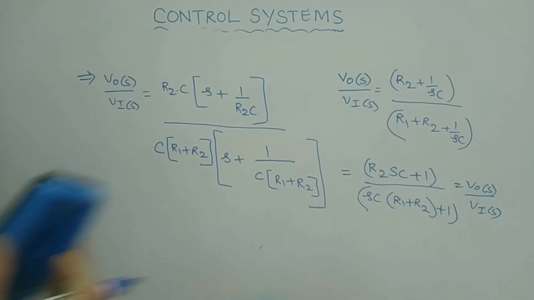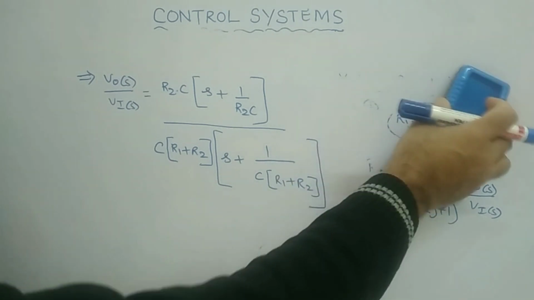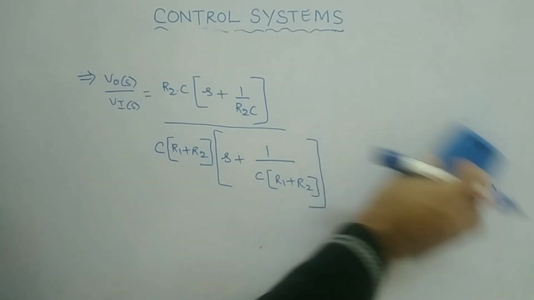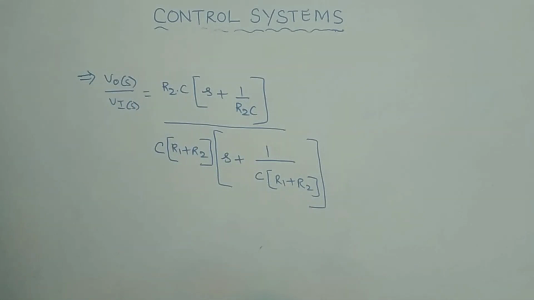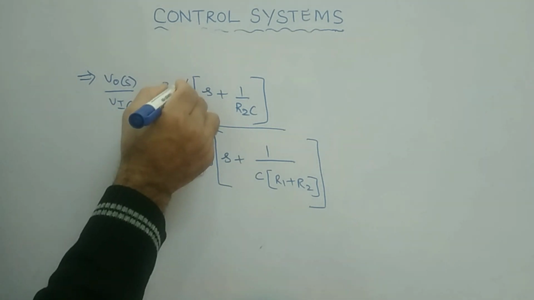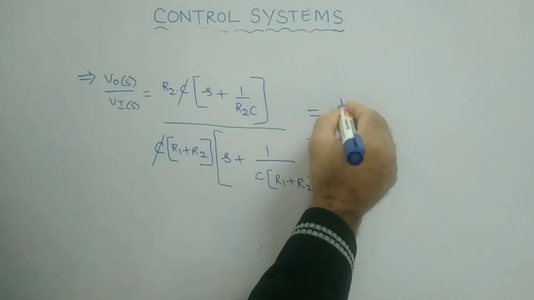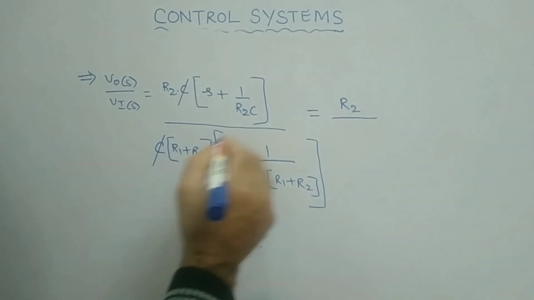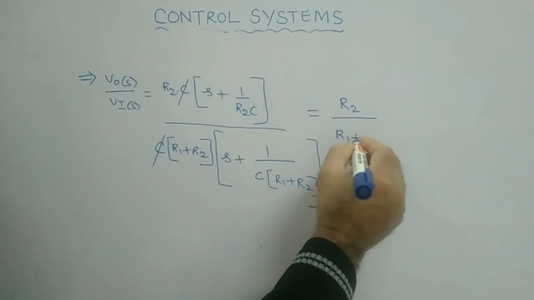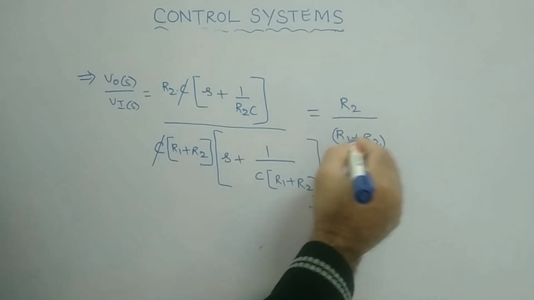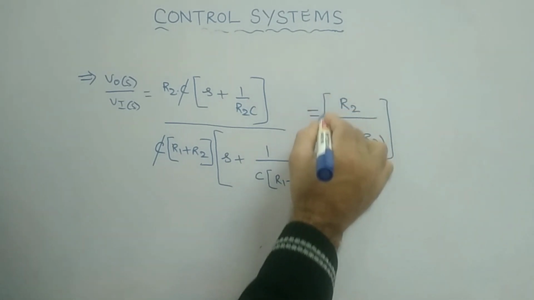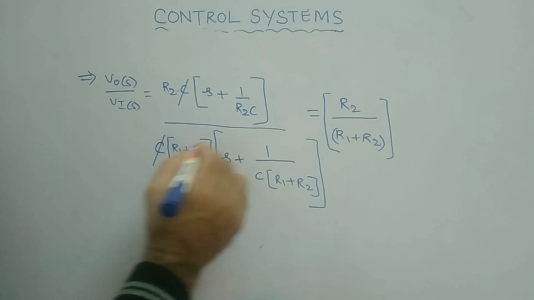Then what you will get after this, and further if you simplify this, definitely further this can be simplified. In both the things, if you see, this C and this C will be cancelled out, and furthermore this can be written as R2 by R1 plus R2. Clear? This entire thing I can put in a bracket, is it not? R2 by R1 plus R2.